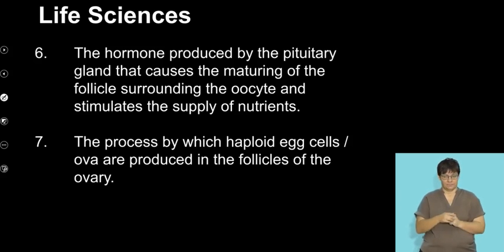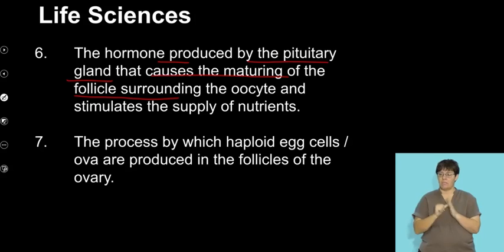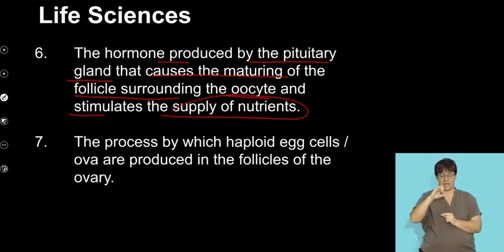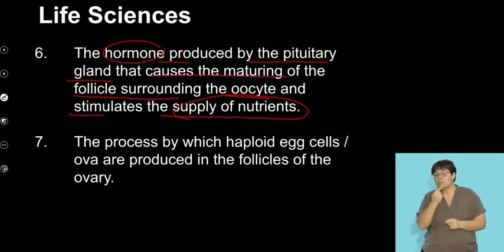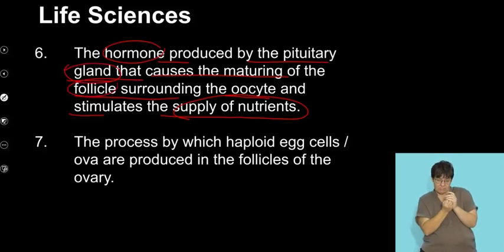Okay, a few more on terms. The hormone produced by the pituitary gland that causes the maturing of the follicle surrounding the oocyte and stimulates the supply of nutrients. So again, a mouthful. So let's go back to it. It's the hormone that we need to identify that is produced by the pituitary gland that causes the maturing of the follicle surrounding the oocyte.